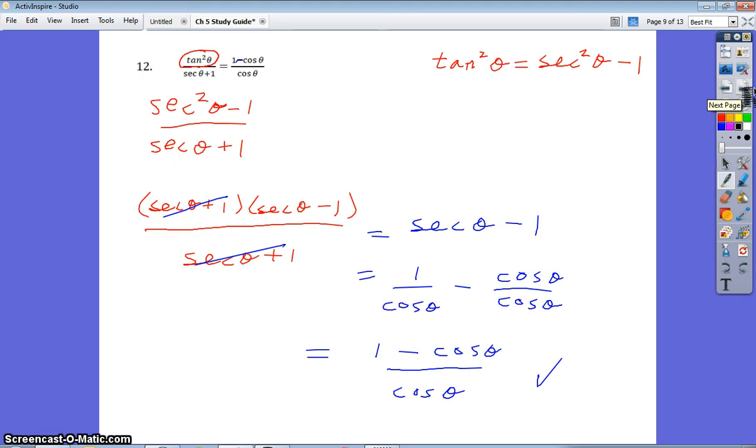12, similar, I made a Pythagorean substitution in the numerator, factored the difference of squares, changed that secant into 1 over cosine, got a common denominator, and that proved it.